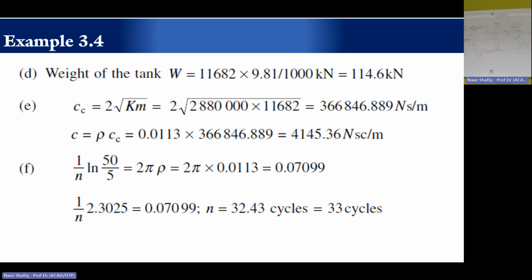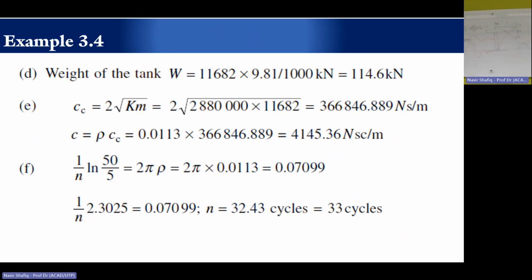Critical damping constant is 2 under root km, which we have. We know the damping ratio is equal to C upon Cc, so the damping will be 4145 Newton second per meter.